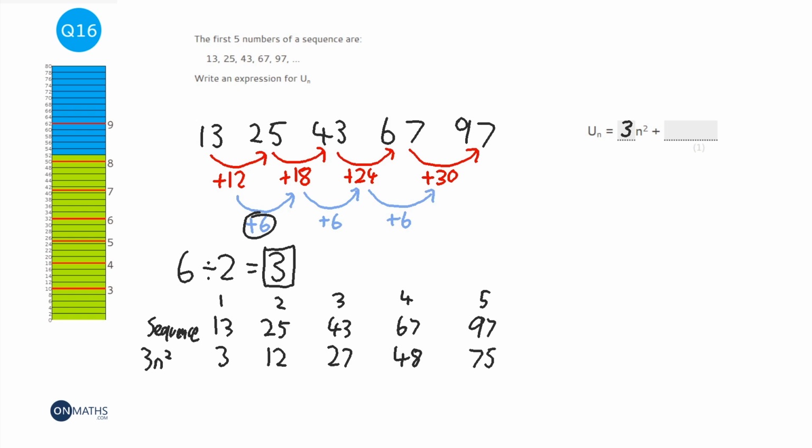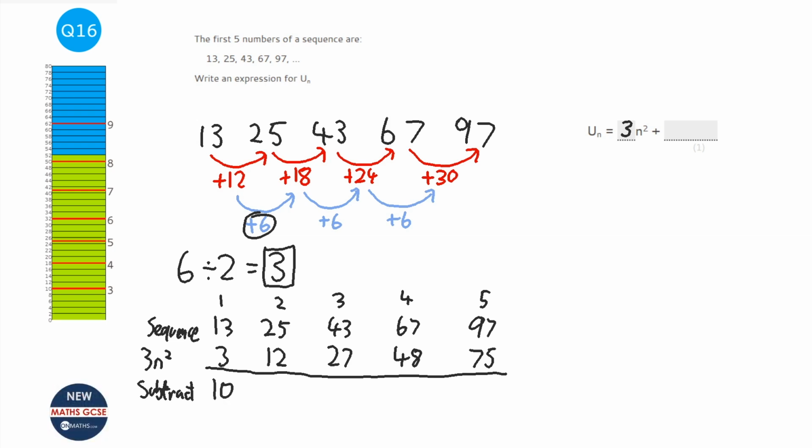Now what I want to do next is I want to subtract them. I want to do the sequence, take away the 3n squared. We know that 3n squared is a part of it. We need to just take it away so we know what's left. So 13 take away 3 is 10. 25 take away 12 is going to be 13. 43 take away 27 is going to be 16. 67 take away 48 is going to be 19. And 97 take away 75 is going to be 22.